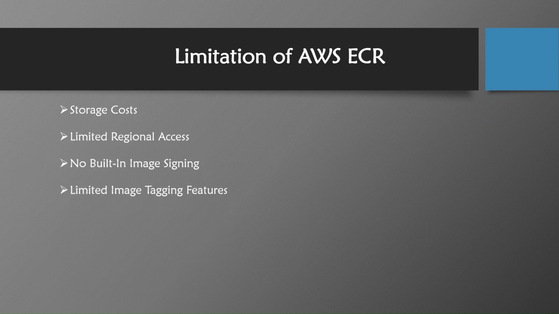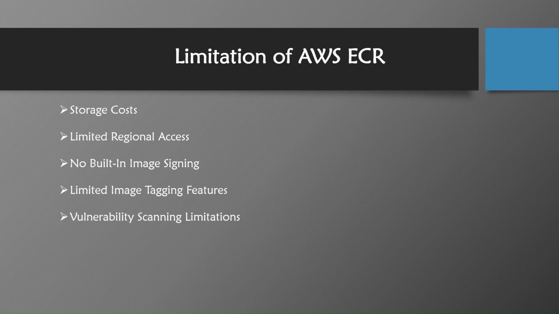Limited image tagging features. ECR allows image tagging, but it lacks advanced features like multi-tagging, assigning multiple tags to a single image, or tag immutability, preventing tags from being overwritten. These features are available in other container registries and may be required in certain use cases for image management.